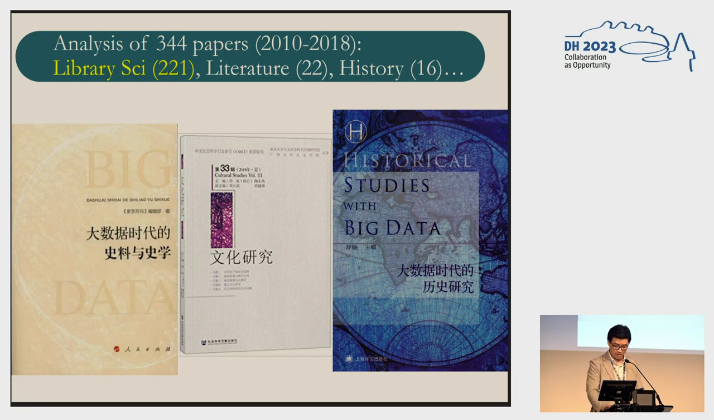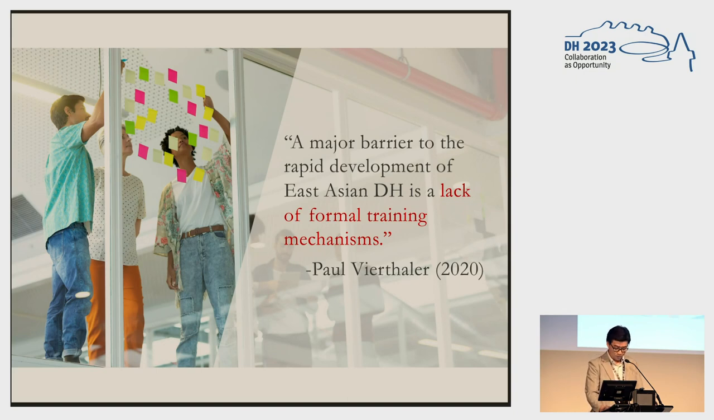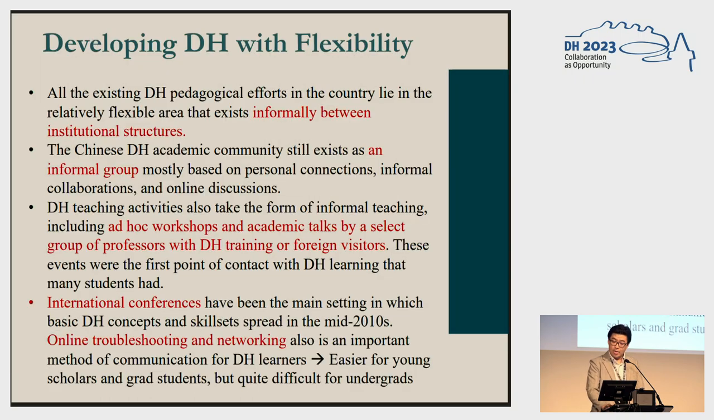This situation in research, of course, feeds into teaching and learning. So how is the teaching done? The teaching that we see in the country mainly lies in the flexible area, the informal spaces in between institutional structures. The community itself is also an informal group. They are from different universities across the country, from all sorts of departments, with different kinds of backgrounds. They collaborate informally, usually. We have an online discussion regularly. But the teaching usually takes the form of informal settings, usually ad hoc workshops or one-off talks by professors and visitors who have DH training. These were often the first point of contact that many of our students had with DH.